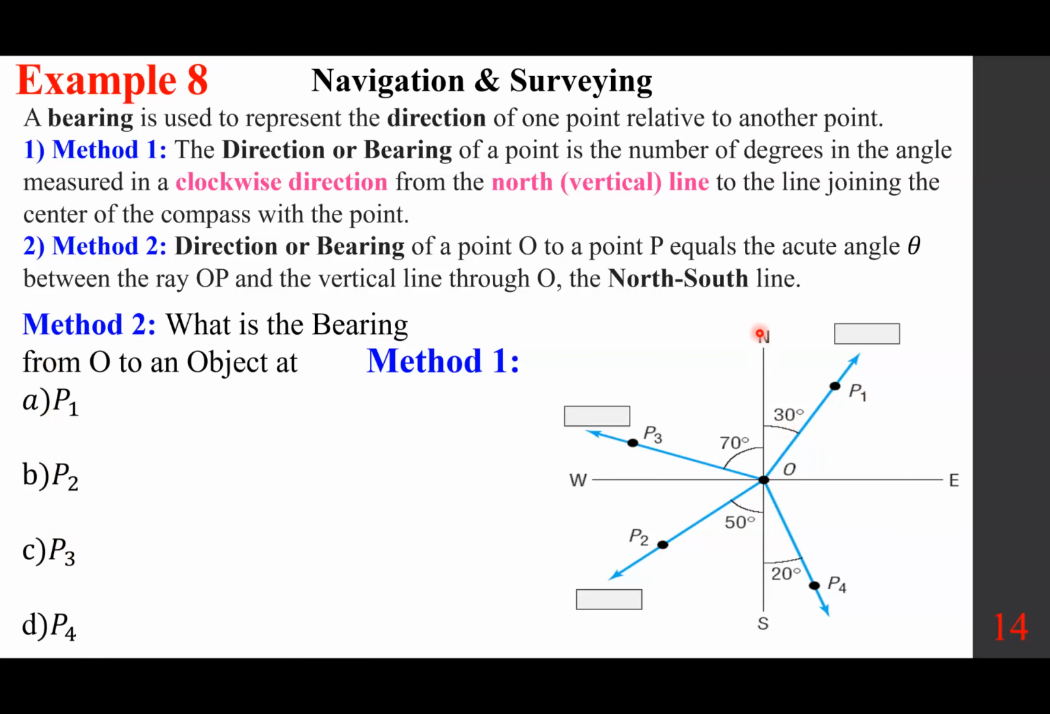So we always start with north or south. This is the acute angle, meaning between 0 and 90 degrees. So north 30 degrees, and P1 is to the right of it, east.